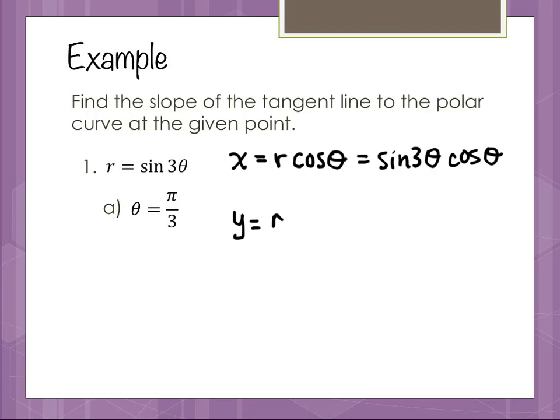y is going to be r sine theta. So what is y? Right, sine 3 theta sine theta. Now we're going to take the derivatives of each of these, because if I want dy/dx, which is what I'm asked to find at this particular point, then I need to know x prime and y prime with respect to theta. So we're going to find x prime.